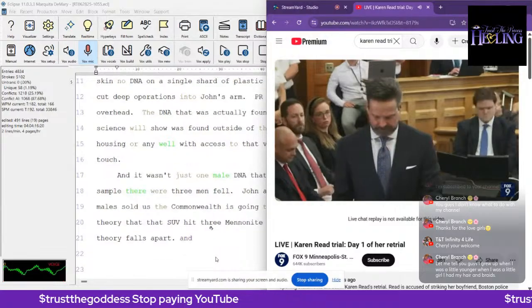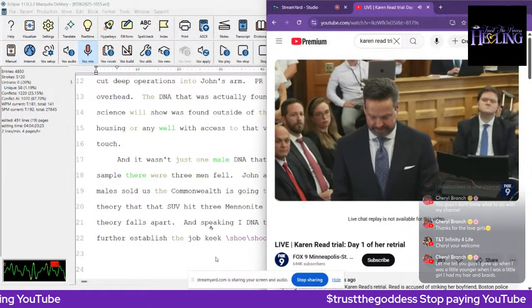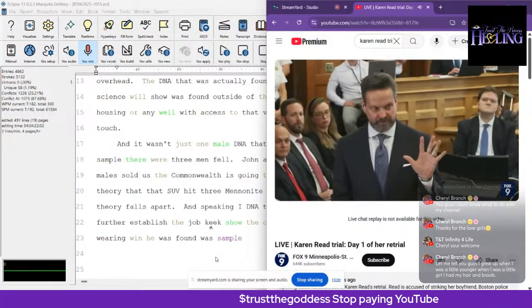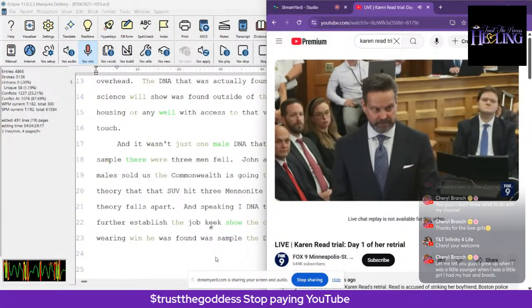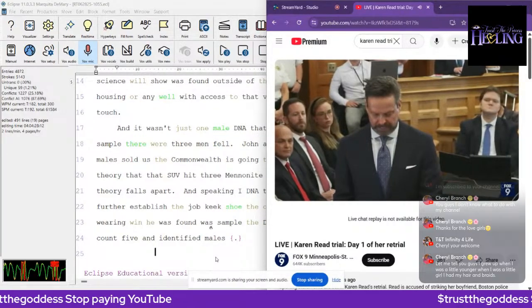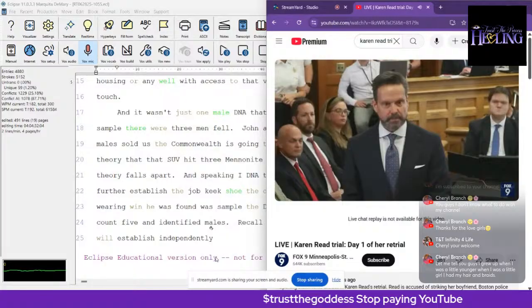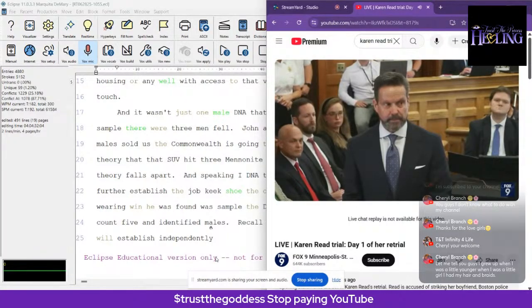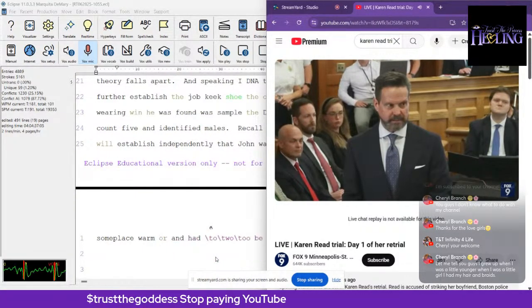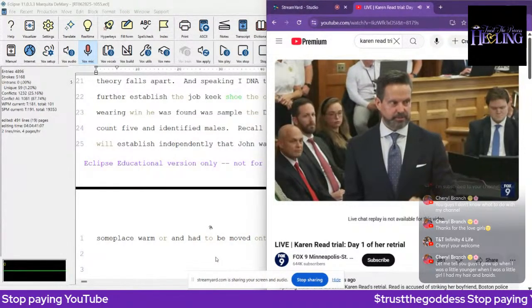The evidence will further establish that John O'Keefe's shoe, the one that he was wearing when he was found, was sampled. And that DNA revealed 5, count them, 5 unidentified males. Recall that the evidence will establish independently that John was injured someplace warmer and had to be moved onto that lawn. 5 unidentified males touching that shoe.